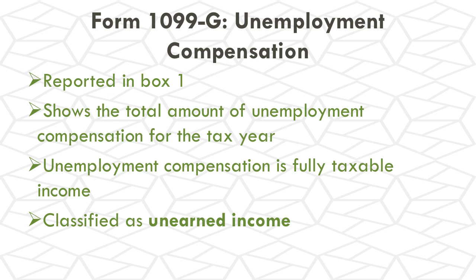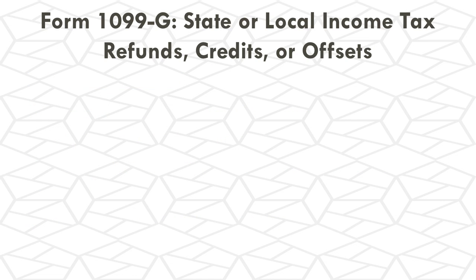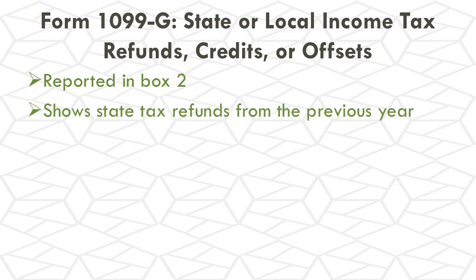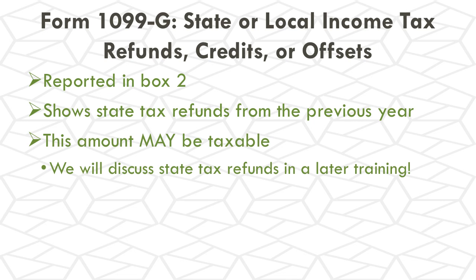Unemployment is classified as unearned income and thus cannot be used to help a taxpayer receive the earned income credit. Box 2 reports state or local income tax refunds, credits, or offsets. This is basically showing state tax refunds from the previous year. These amounts may end up being taxable on the federal tax return for the next year. We're going to come back to this in a later training. We'll discuss this more fully in Unit 2, but just be aware that there might be an amount here in box 2 that needs to be addressed.